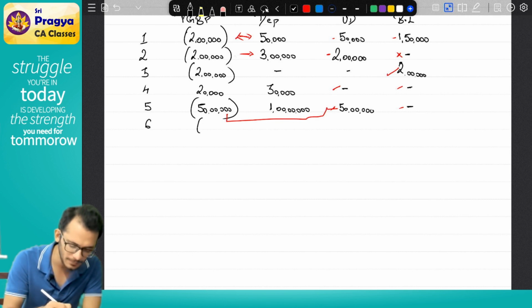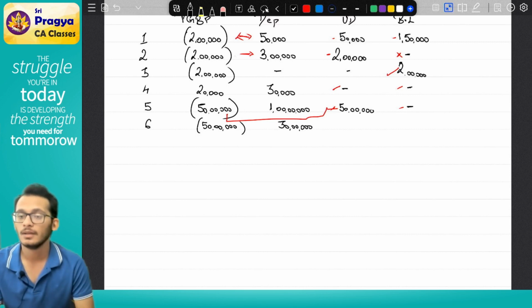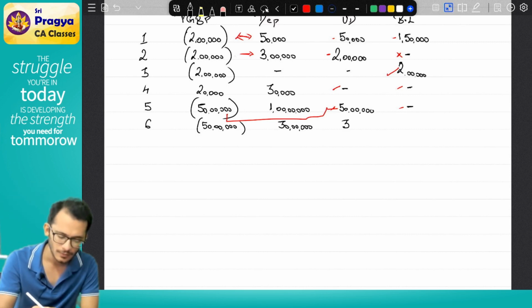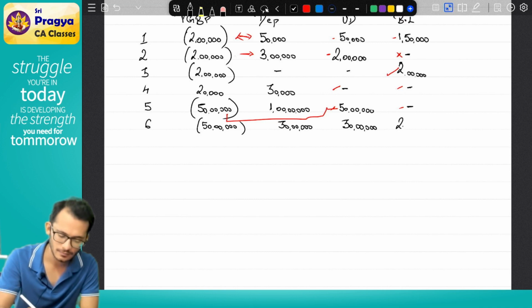My total PGBP is 50 lakhs. I claimed a UD of 30 lakhs. First priority will be given to depreciation. Depreciation is 30, so I will allocate 30 to UD. I still have a loss of 20. That 20 will go to business loss.